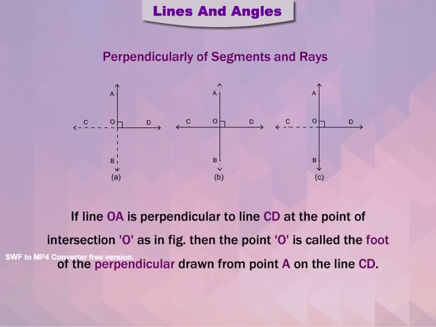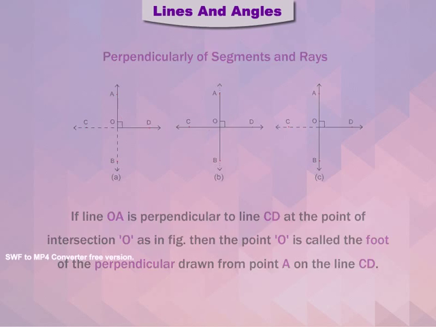If line OA is perpendicular to line CD at the point of intersection O as in the given figure, then the point O is called the foot of the perpendicular drawn from point A on the line CD.